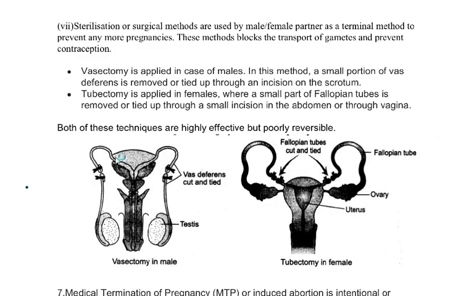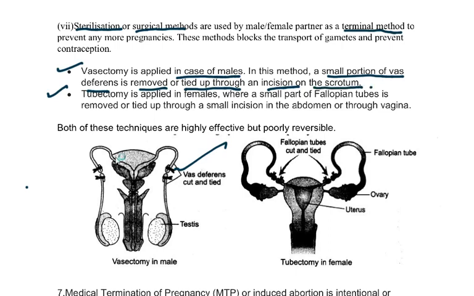The last method of contraception is sterilization or the surgical method, also known as a terminal method, because this is done in cases where the individuals do not require more young ones. There are two methods: one is a vasectomy, the other is a tubectomy. A vasectomy is applied in males, where a small portion of the vas deferens is removed and tied up on both sides by cutting in between, as you can see in the picture, in the region of the scrotum.